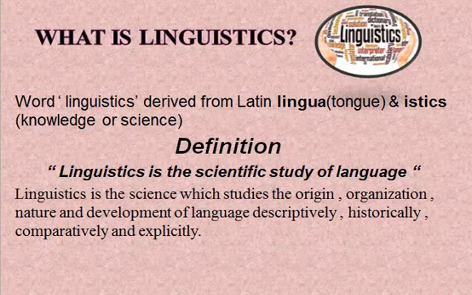What is linguistics? The word linguistics is derived from Latin lingua. It means tongue, and istics means knowledge or science. Here is the definition of linguistics. Linguistics is the scientific study of language. Linguistics is the science which studies the origin, organization, nature and development of language descriptively, historically, comparatively and explicitly.